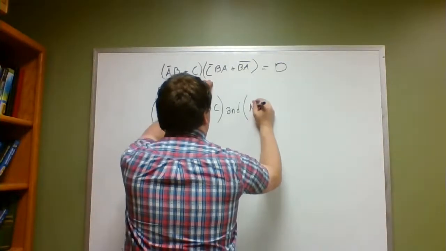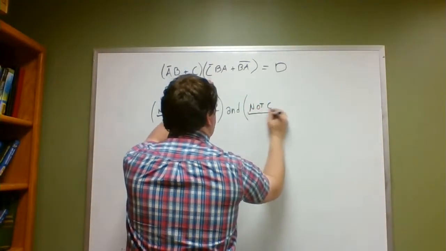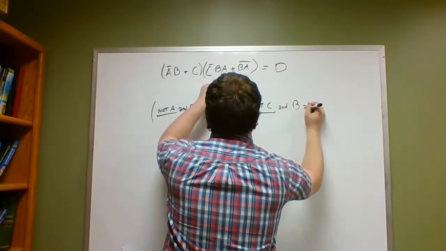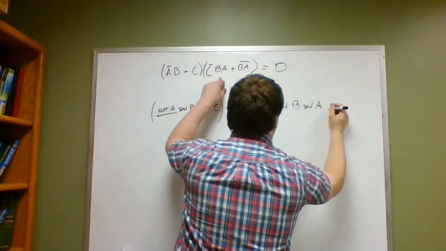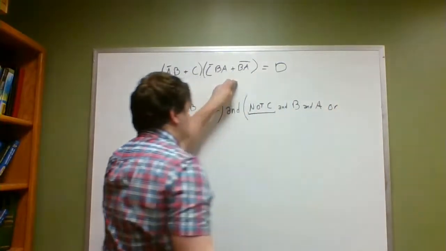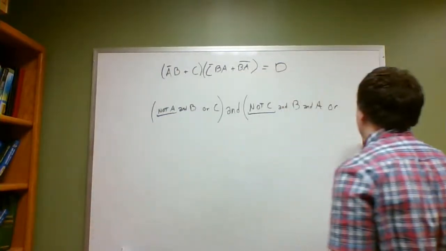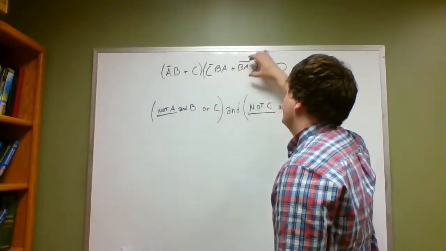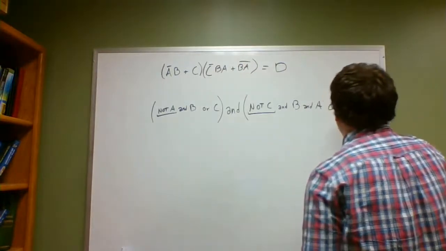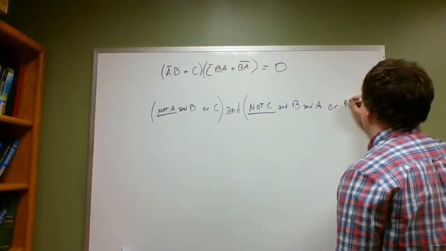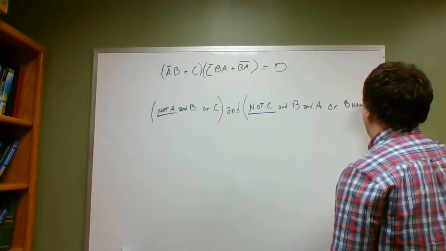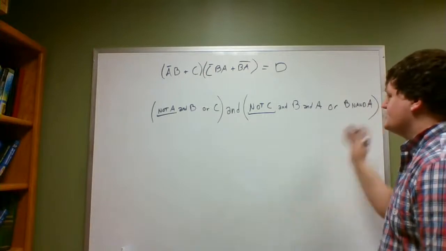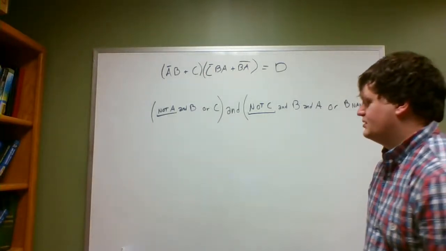This is not C and B and A, or, because there's a plus sign, and then this is a NAND gate. It is B and A, not. So I'm just going to go ahead and say B NAND A, end parentheses. So this one's a little bit more wordy to write out.